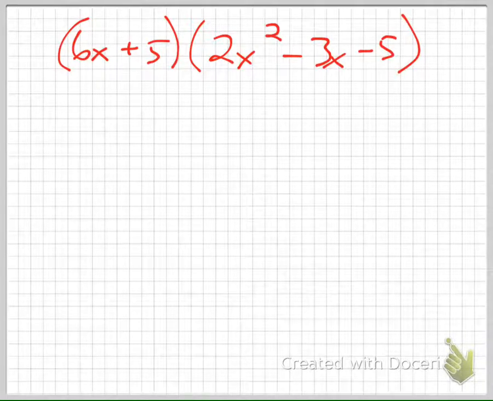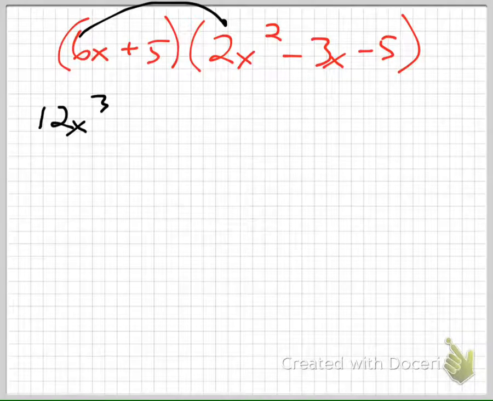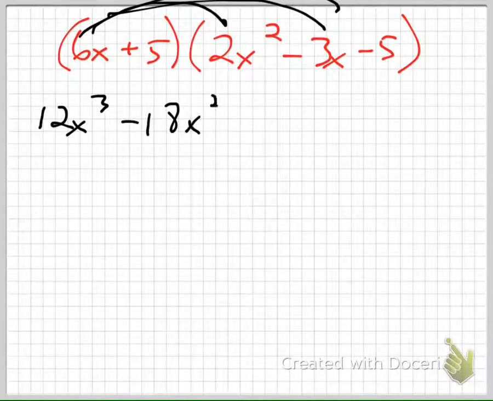Here's how you do it. Okay, I'm going to show you how to do this, but pay attention because I don't think you've done this before. You are going to use the distributive property here. You're going to distribute each thing to each thing, each term to each term. I'm going to go 6x times 2x squared is, what is it? 12x to the third. Now 6x times negative 3x, negative 18x squared, and then 6x times negative 5 is minus 30x.